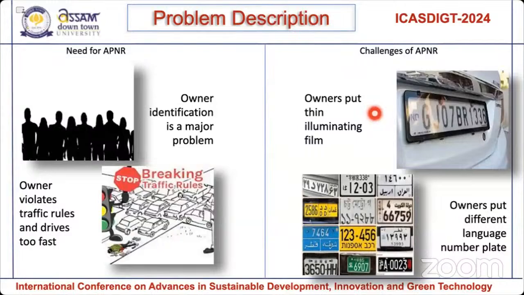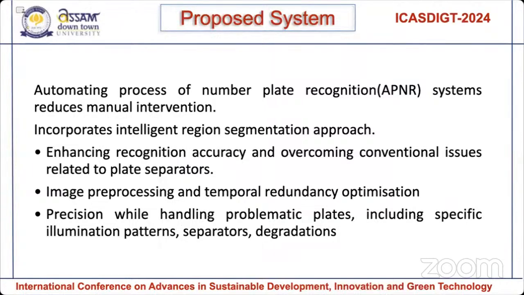Another reason is that some owners put an illuminating film on the vehicle, which, when photographed by the existing system, produces an overexposed image that the system cannot determine. It also has to deal with the different languages the number is written in. Our proposed model employs intelligent region segmentation to adapt to different license plates. Through image processing, the model effectively handles challenging plates with specific illumination patterns and separators, enhancing the automatic number plate recognition system's robustness and reliability.